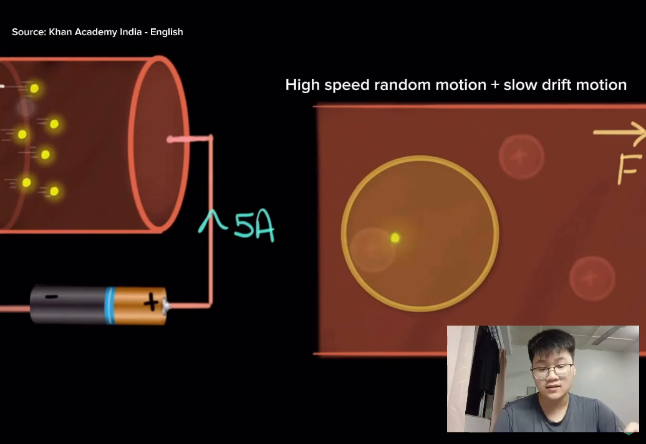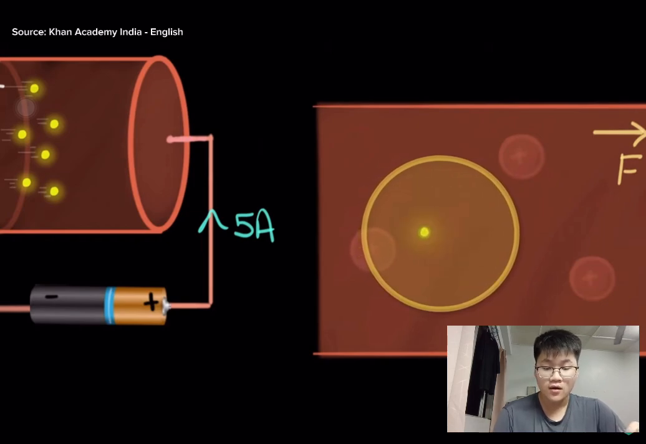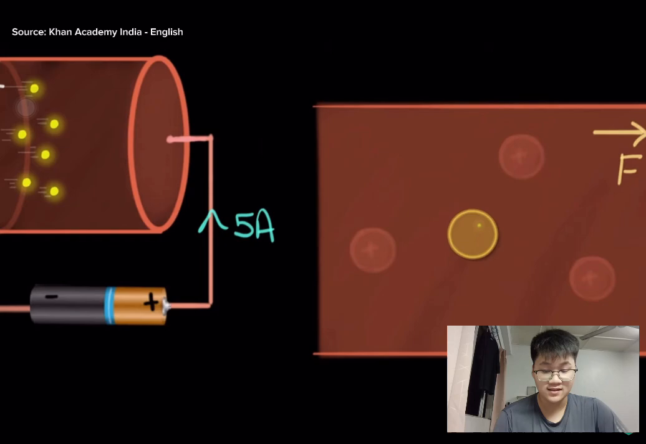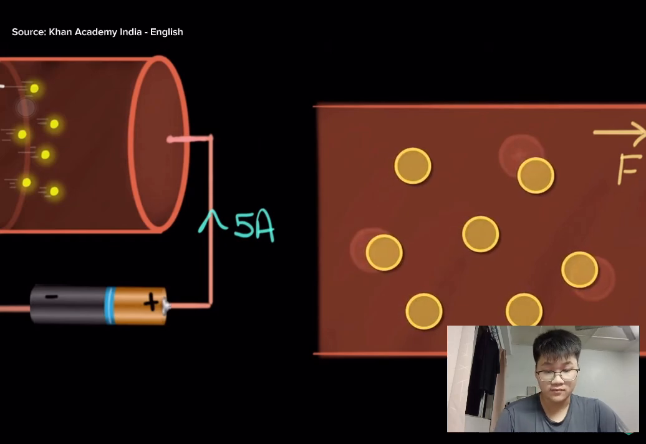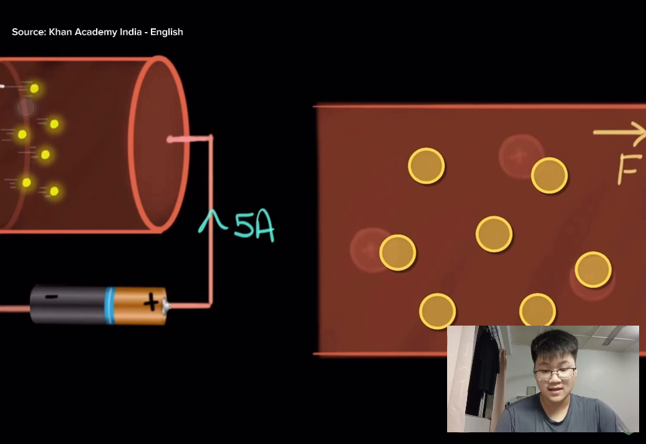Note that it is the drifting motion that produces current, not the random motion. Although the drift velocity is very small, the effect of current is felt instantly when the current is turned on. This is because all free electrons in the circuit are moving at the same time.